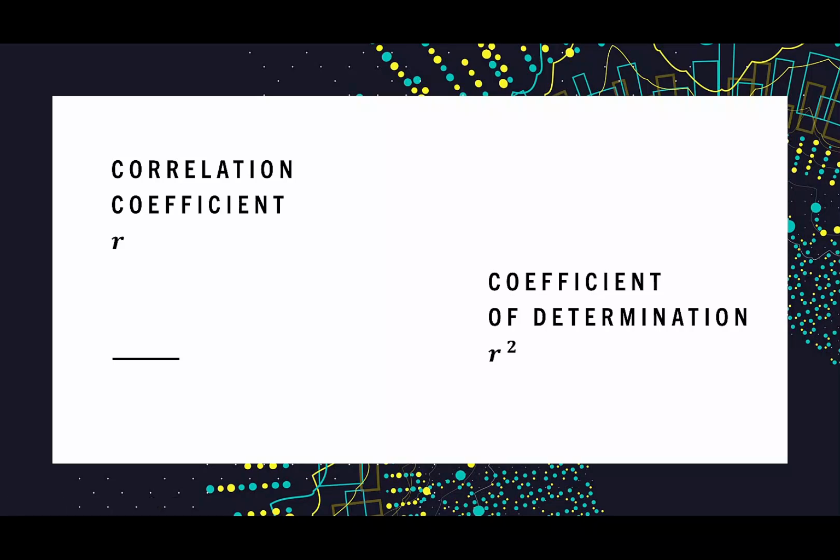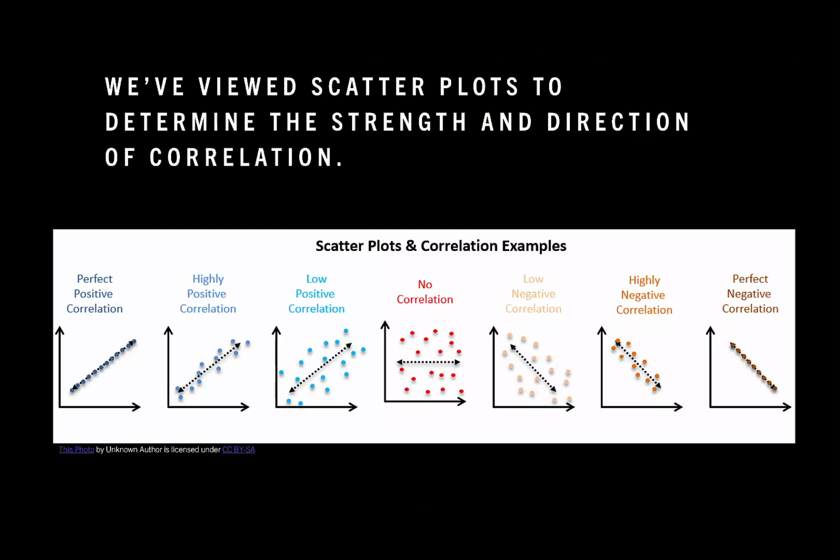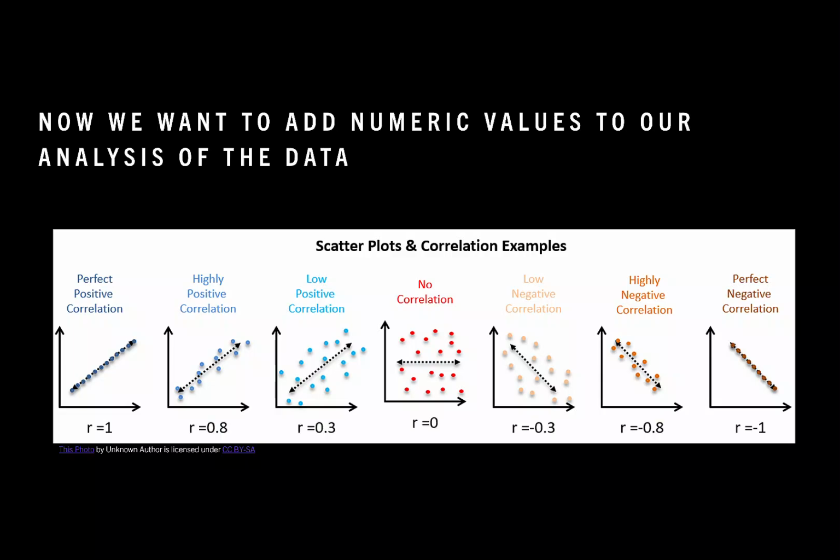Hi everybody, today we're going to talk about the correlation coefficient R and the coefficient of determination R squared. In the past, we've used scatter plots to determine the strength and direction of correlation. Now we want to add numeric values to our analysis of the data.